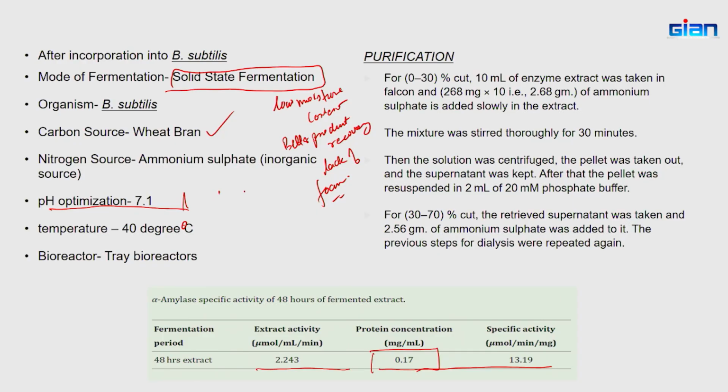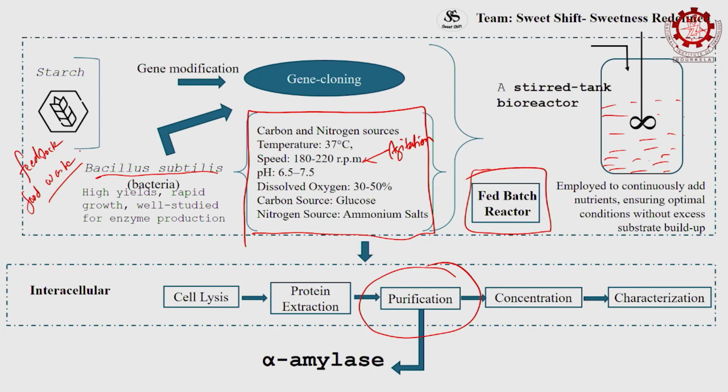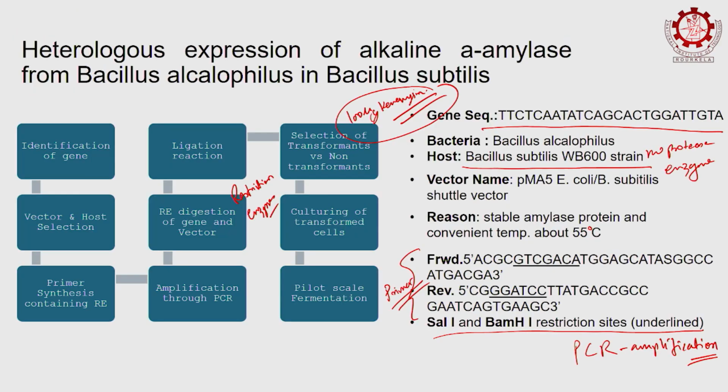And the pH of 7.1. If I may just wait here for a second, you said pH 7.1, 6.5 to 7.5? Actually, I referred to a paper where a study was done for Bacillus subtilis, and it was measured for the pH optimization and temperature optimization, and they got the pH around 7.1 and temperature around 40 degrees Celsius. Okay.